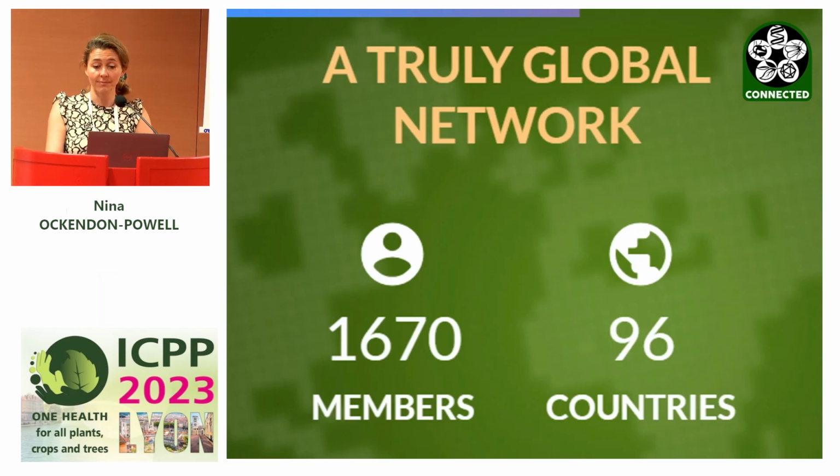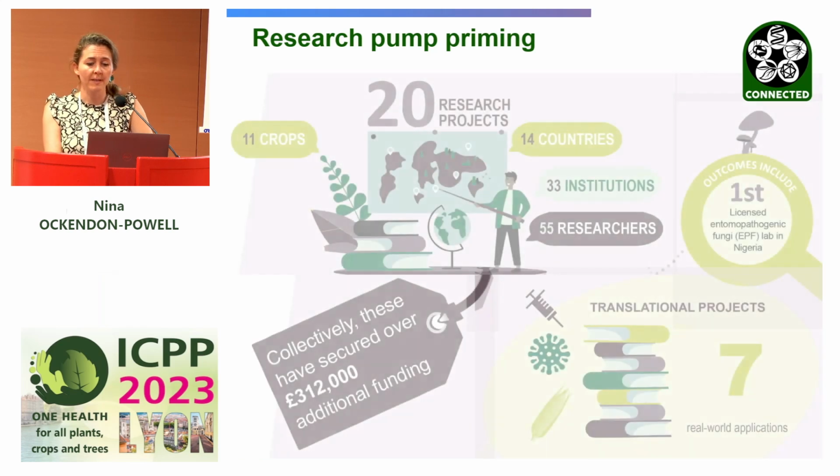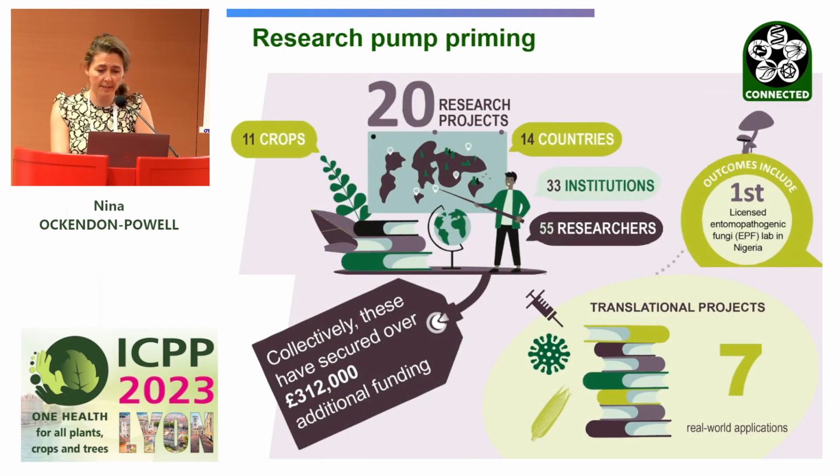And this is where we are right now. So we have nearly 1,700 members across 96 countries. I'm sure you'll agree with us that we consider Connected to be a truly global network. So in terms of our research pump priming, this infographic summarizes the whole portfolio that we've funded. 20 projects involving 55 researchers from 33 institutions across 14 different countries and involving 11 different crops. And these have gone on to secure over £300,000 in additional onward funding. Over the last year, we've been able to take forward translational activities from a handful of these projects, working on things like new biopesticide development, new surveillance and molecular diagnostic techniques, and the provision of practical advice for farmers for dealing with vector-borne plant viral crop diseases.